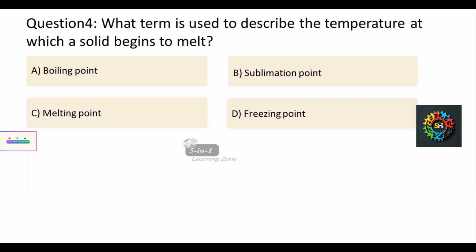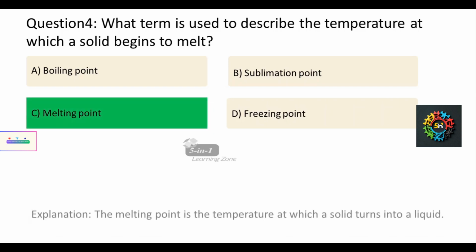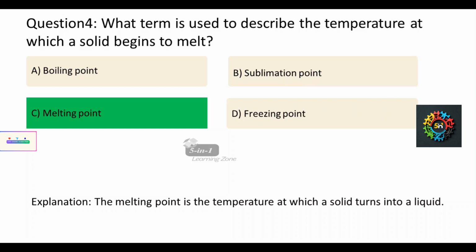Question 4. What term is used to describe the temperature at which a solid begins to melt? Correct answer: C. Melting point. Explanation: The melting point is the temperature at which a solid turns into a liquid.